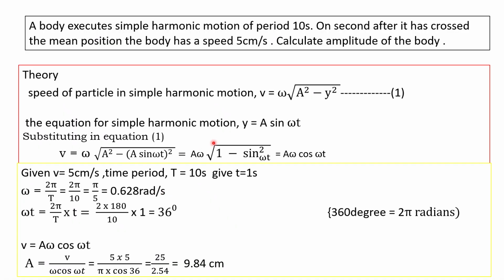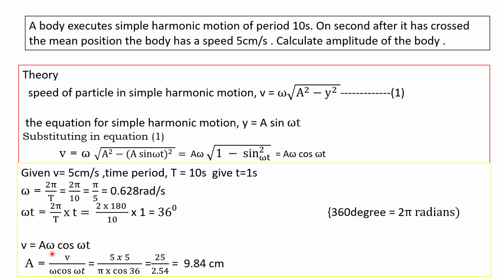Next, we have to find omega t, which is the angle theta. Omega is 2 pi by T. We have 360 degrees equal to 2 pi radian. Here we have to substitute for angle, that is, the answer should be in degrees. So instead of pi, we can write 360 by 2, that is 180. So 2 into 180 by 10 into 1 equal to 36 degrees.